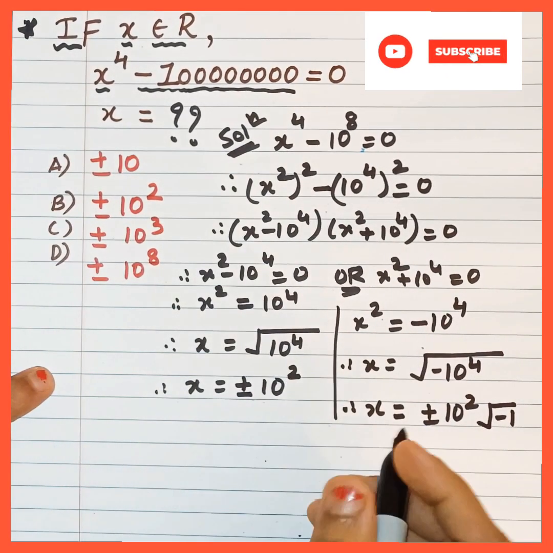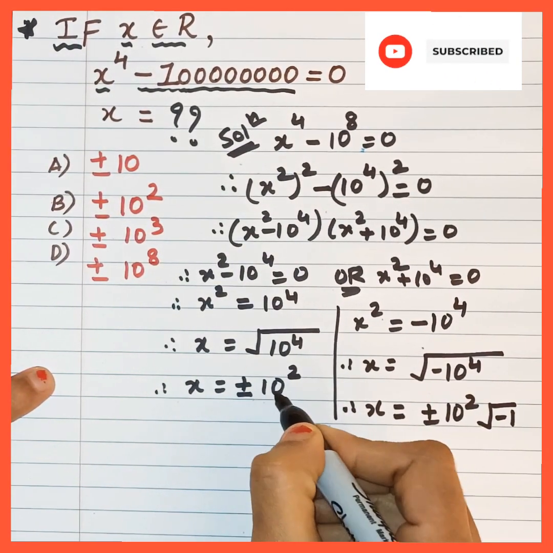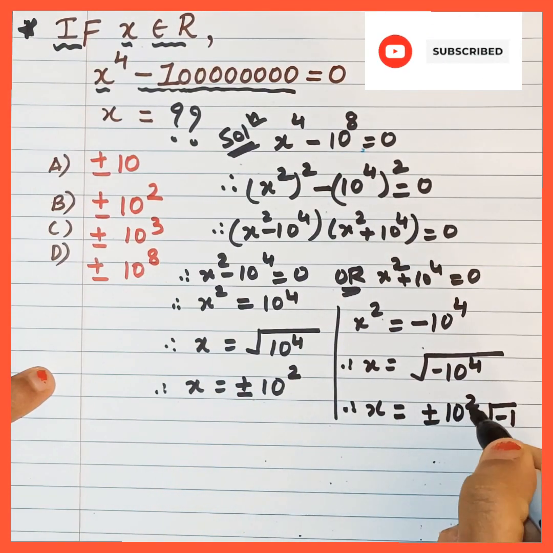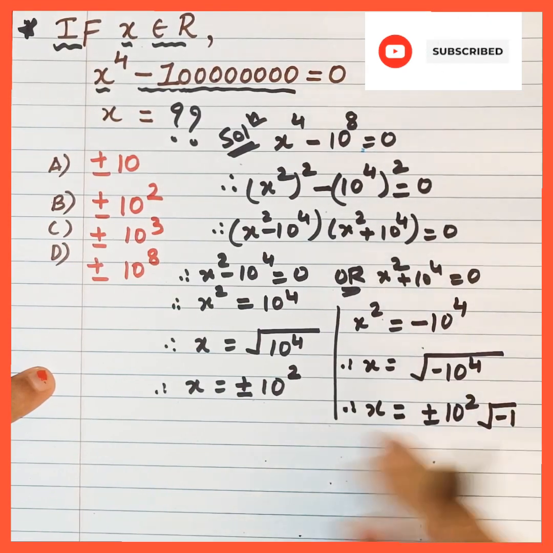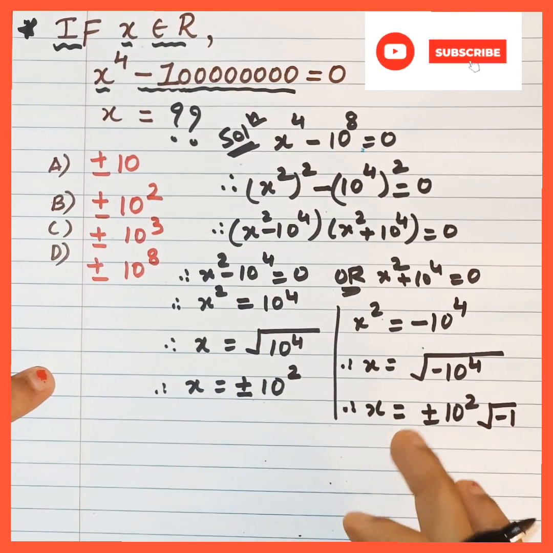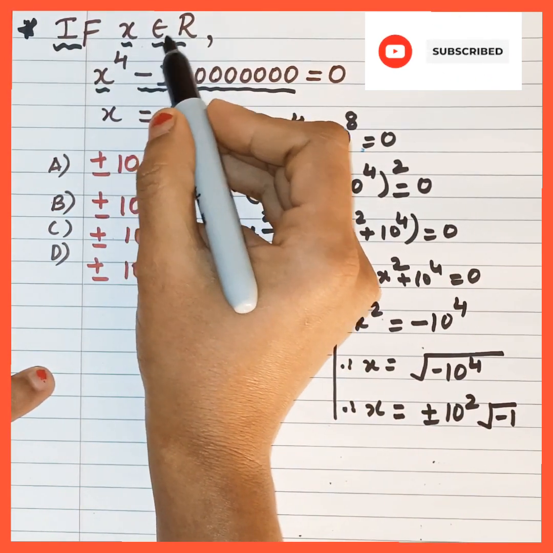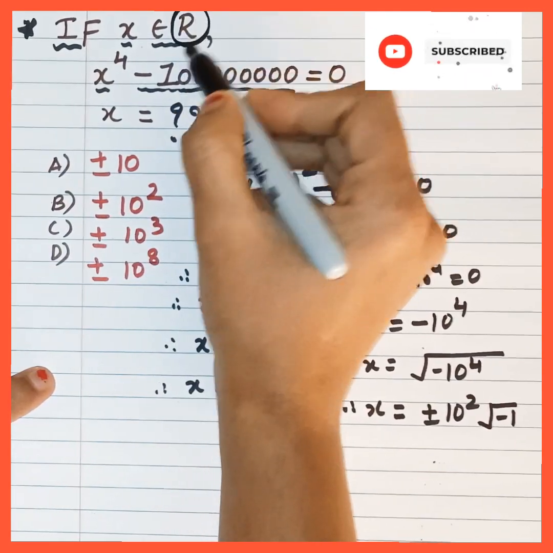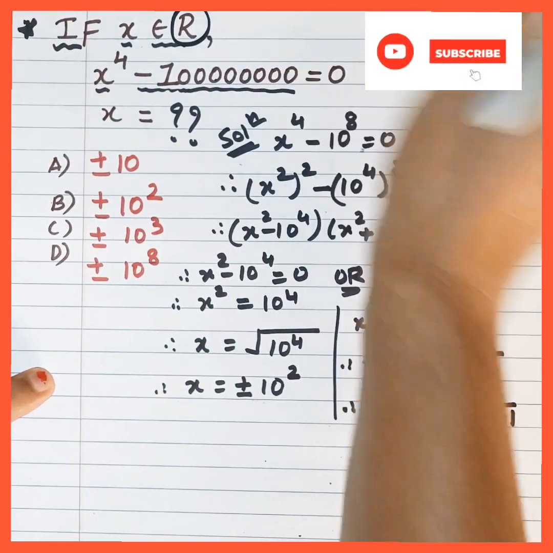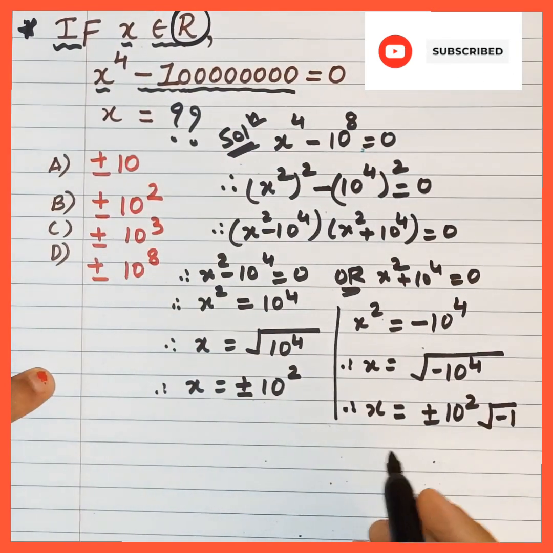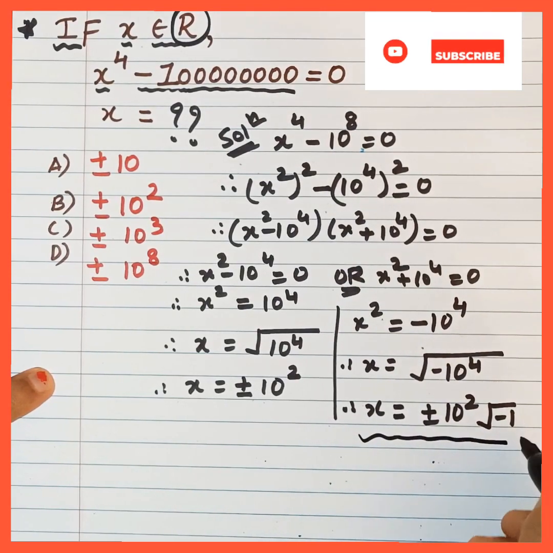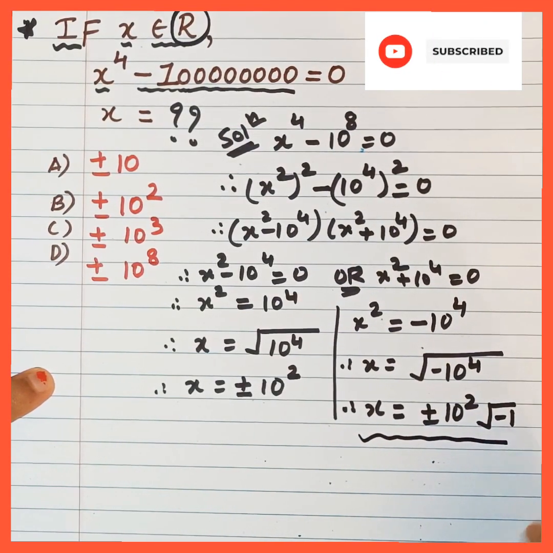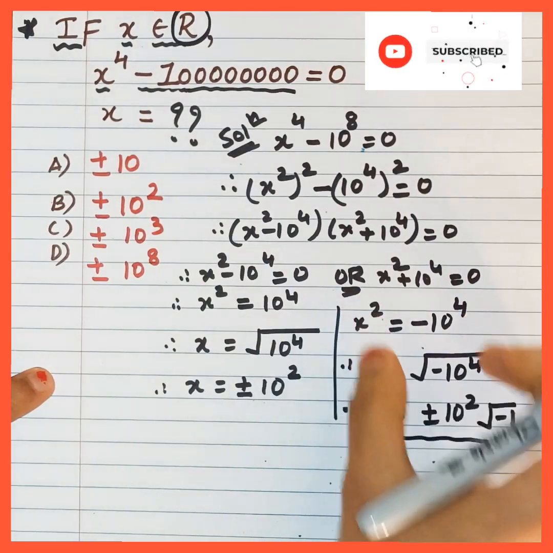This way we are getting four solutions: plus 10 square, minus 10 square, plus 10 square times square root of minus 1, and minus 10 square times square root of minus 1. So there are a total of 4 solutions of this equation. But the condition is given that x belongs to the real numbers, so we can't take this part. We have to ignore it because square root of minus 1 is given, and this is not a real number. So we will ignore this solution.